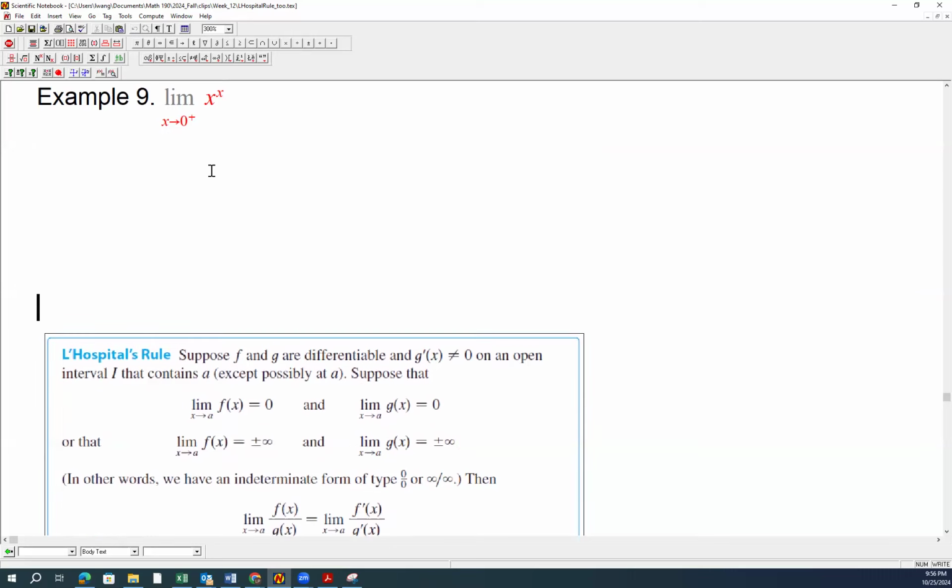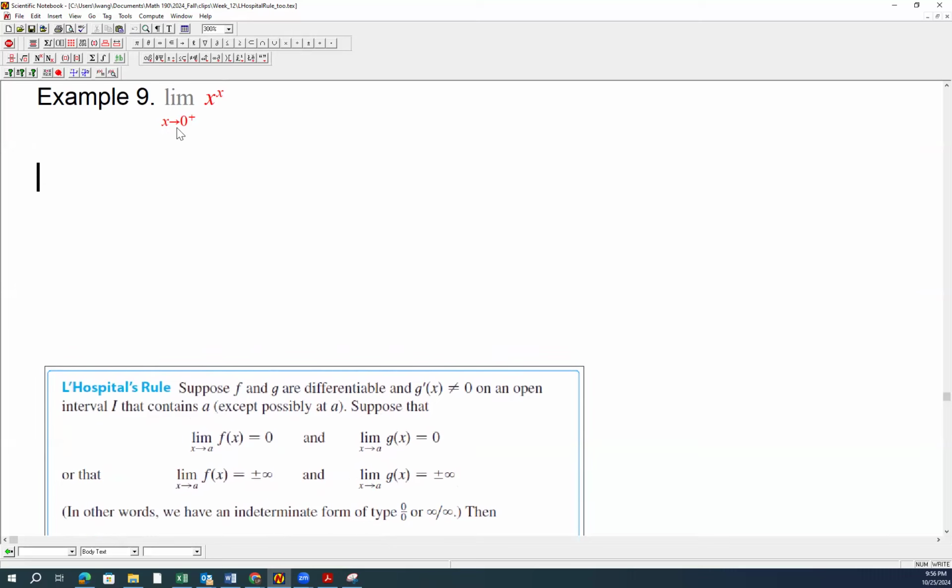Let's do this one. What kind of form is this? This is as x approaching 0, so we basically have 0 to the power of 0. It's an indeterminate form, 0 to the power of 0. What does that equal to? Well, then you say equals to 1.